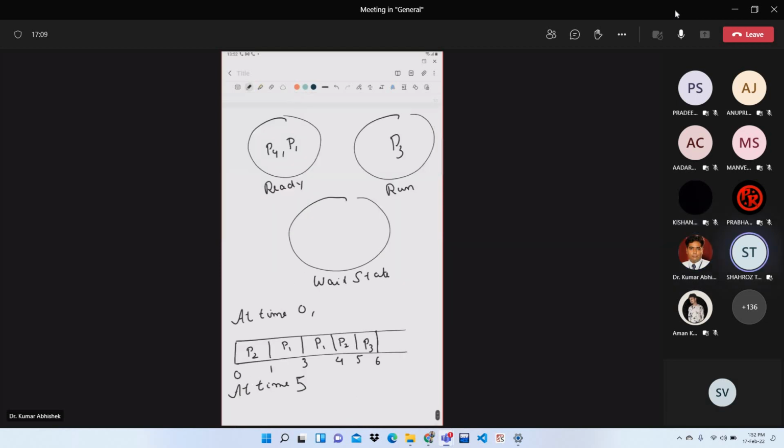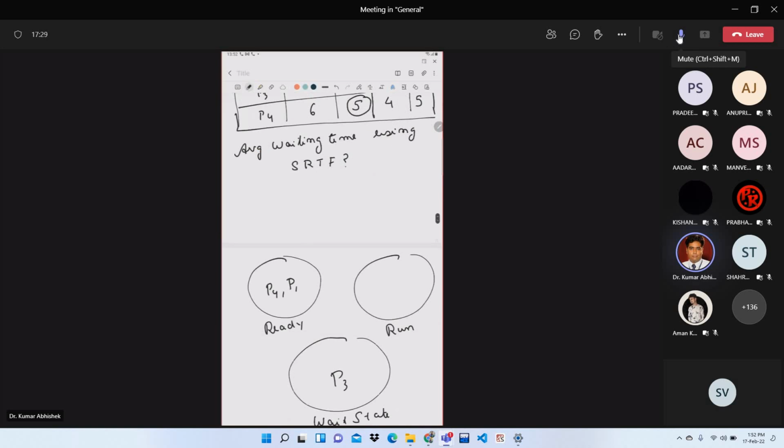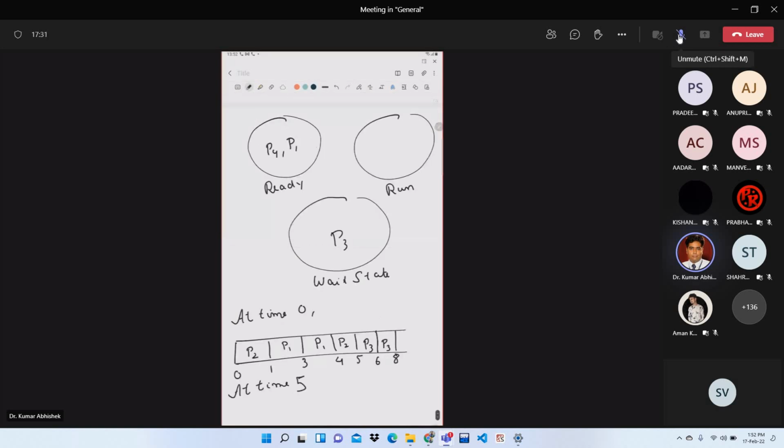What is the burst time of P3? 2. So P3 will go up to 8. At time 8, we will have P3 in wait state. So this is at time 8. At time 8, we have this figure.